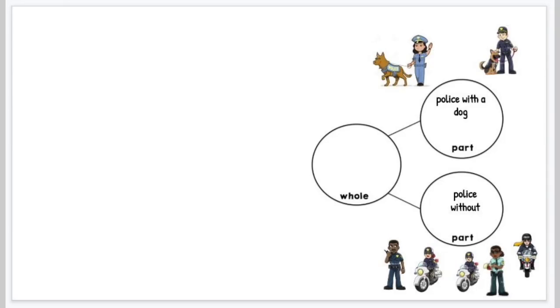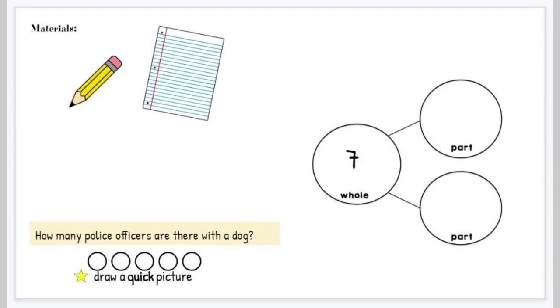Did you say 7? You are correct, because if we start with our bigger number, between 5 and 2, 5 is bigger. 5 and then 2 more. 6, 7, that is 7 police officers total. Now, I want you to think about how many police officers are there with a dog, and draw a quick picture. How many did we have with the dog again?